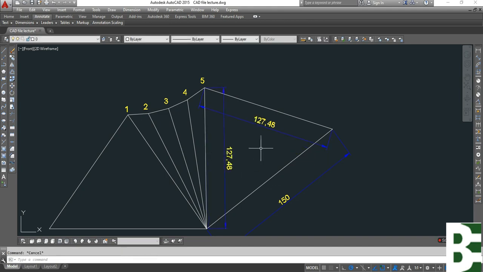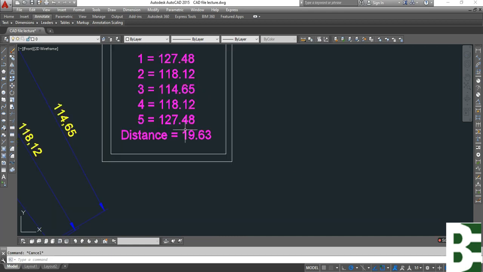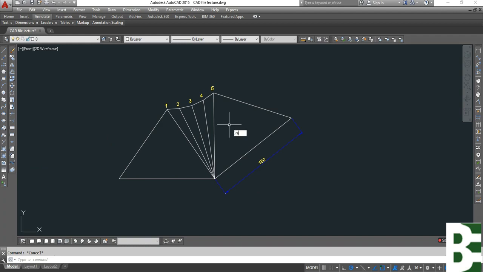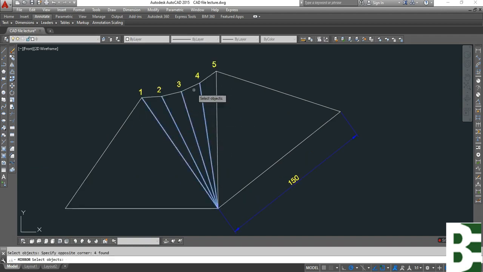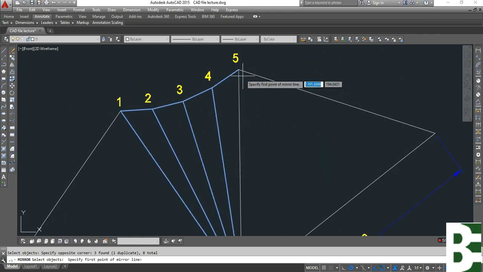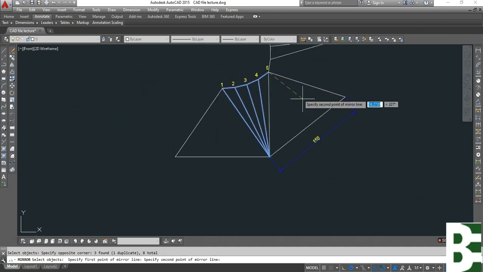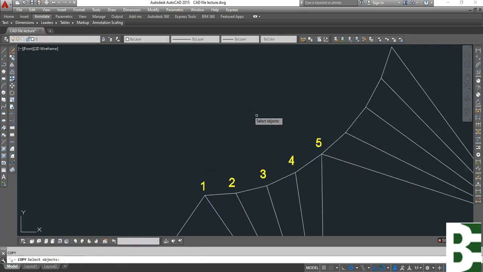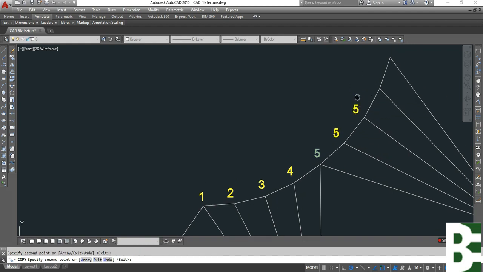Now you can see number 5 is similar. That's why, and on the other side you can draw one by one the same process, 19.63 and all the radii, and match with each other. So it's very easy for me to mirror all of these dimensions to the other side. That's why I mirror them. Now this is my second corner.